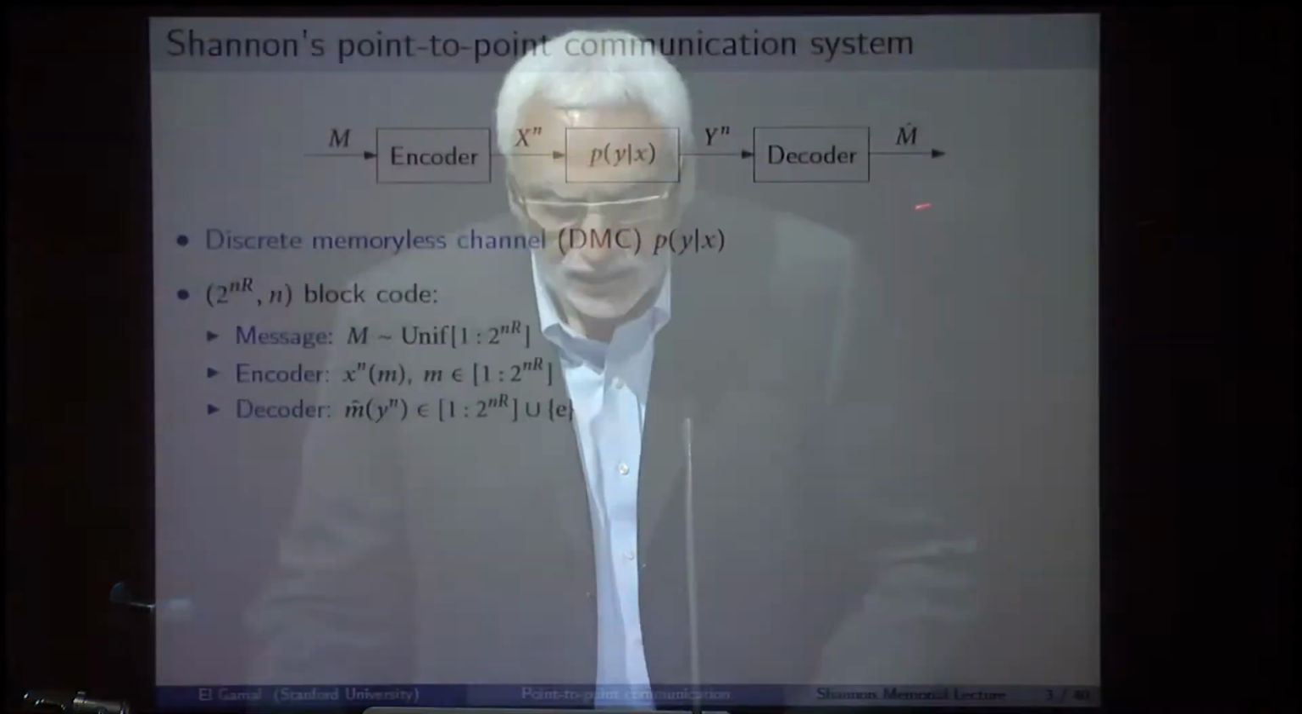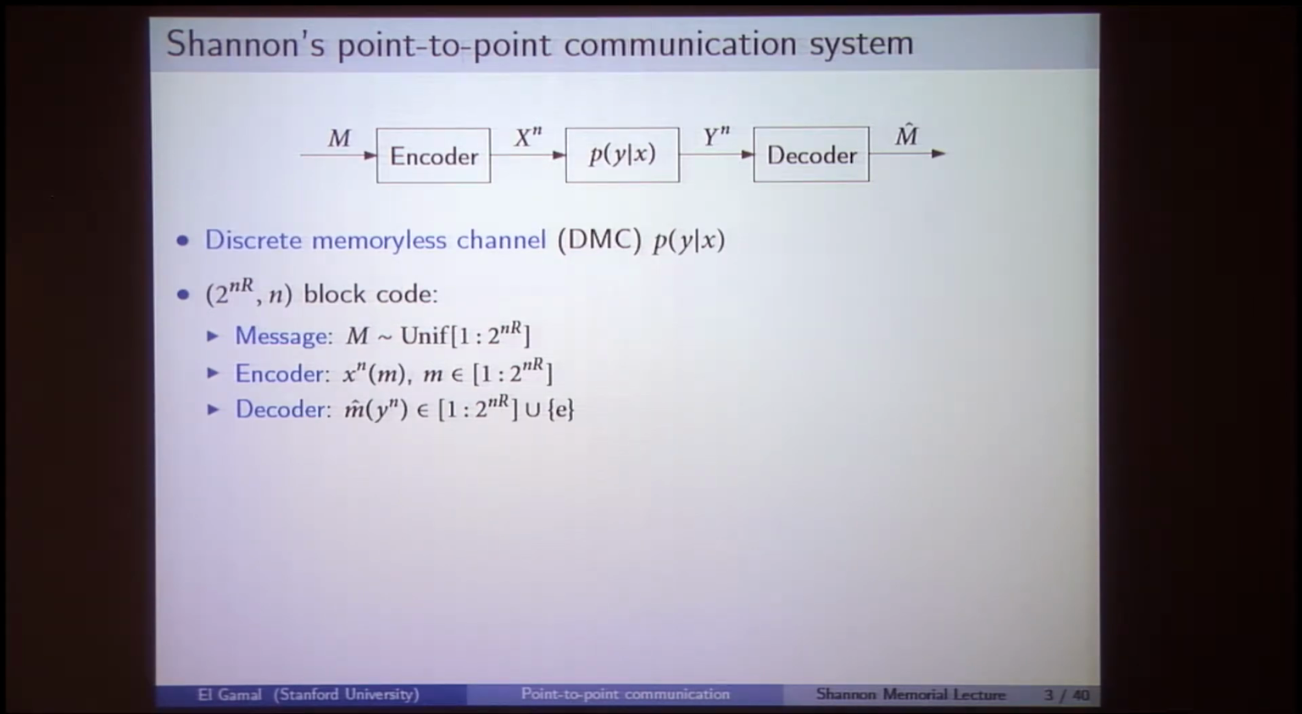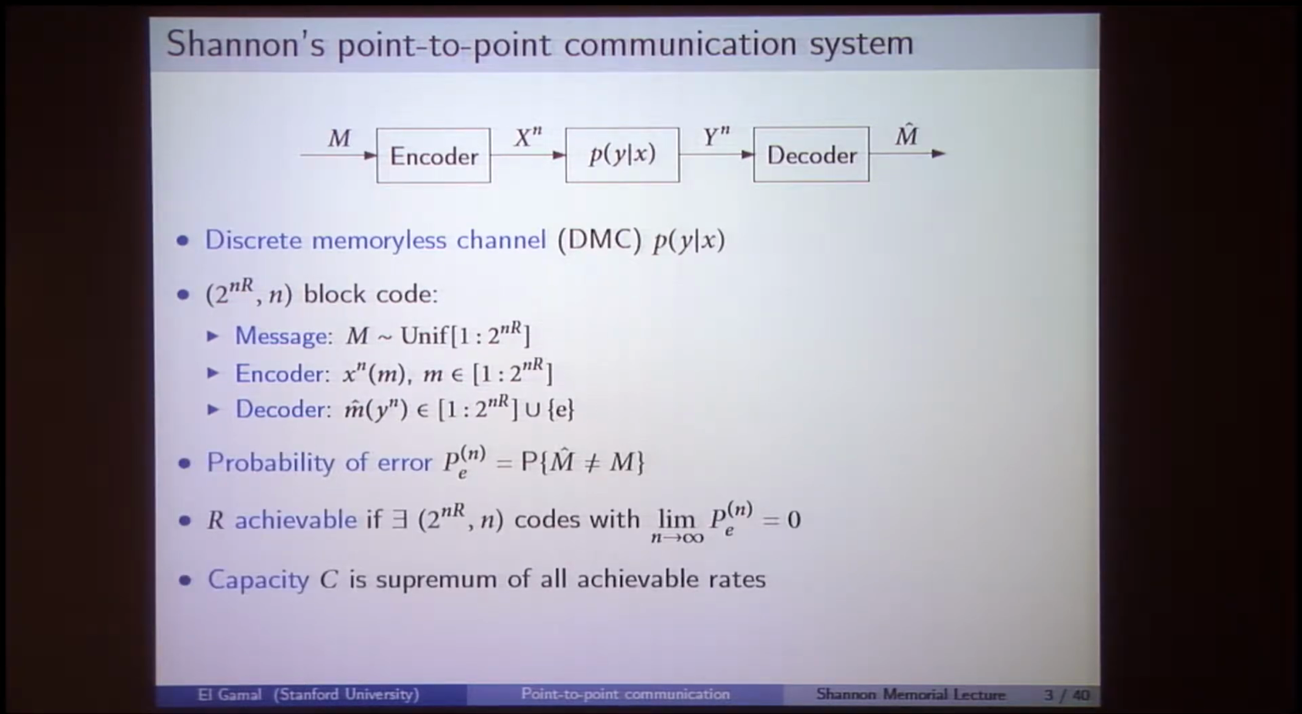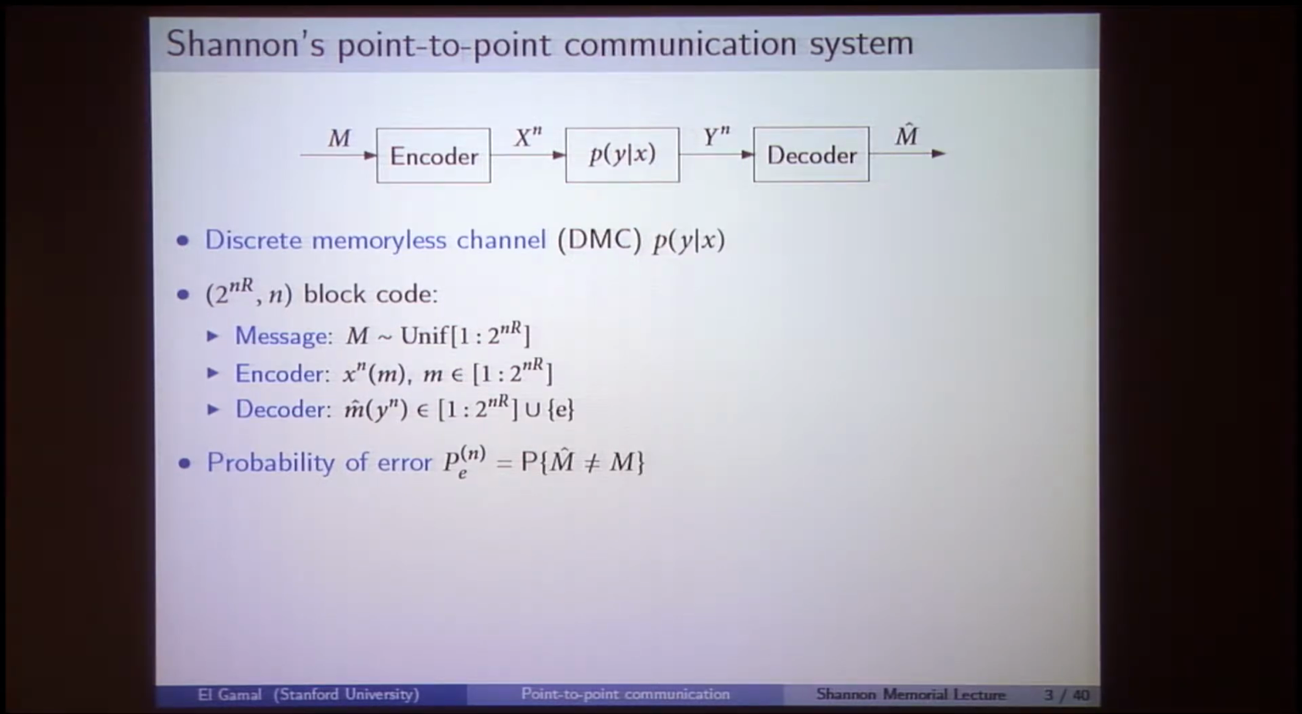Shannon considered a point-to-point communication system in which a sender wishes to send a message which is randomly selected from 1 to 2 to the nR messages and send it over to a receiver over a discrete memoryless channel, so that the receiver can recover it with high reliability. To achieve this goal, you use an encoder that maps the message into a code word of length n transmissions, and then the decoder, upon observing the received sequence y^n, reproduces the estimate m hat. To measure performance, Shannon used the probability of error.